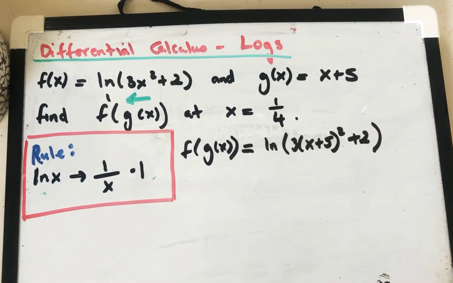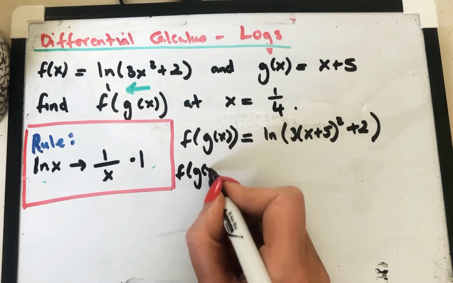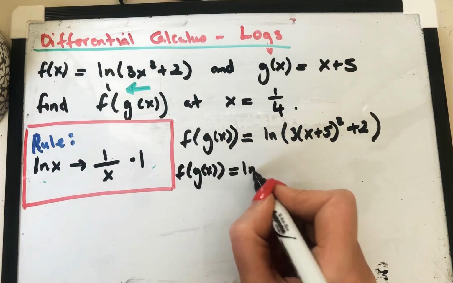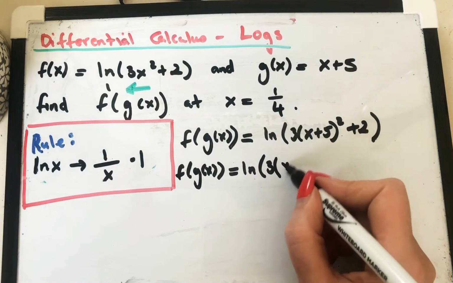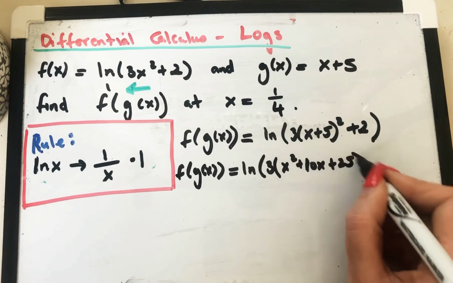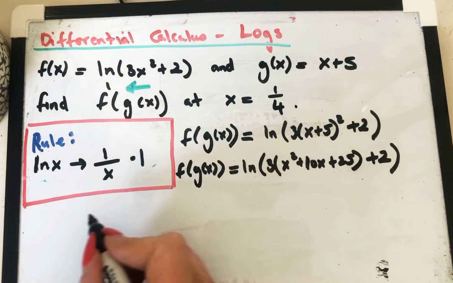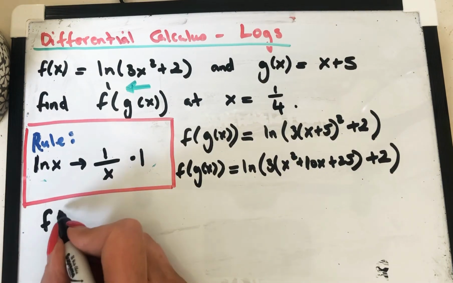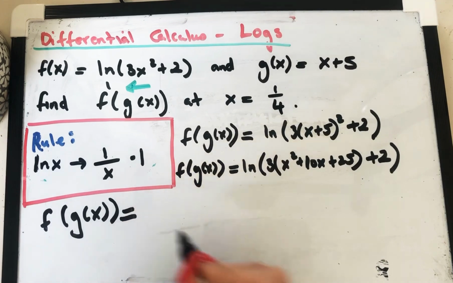And of course, we have to multiply this out. So we have f of g of x is equal to the ln of 3. Well, if we square this out, we get x squared plus 10x plus 25, plus 2. So let's move over here actually for a bit more space. f of g of x. Okay, so we're still just focusing on simplifying this out.